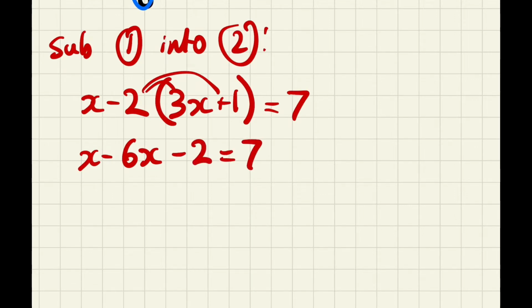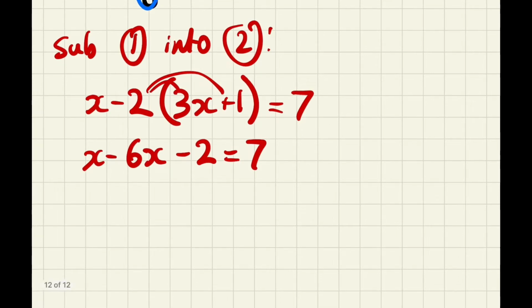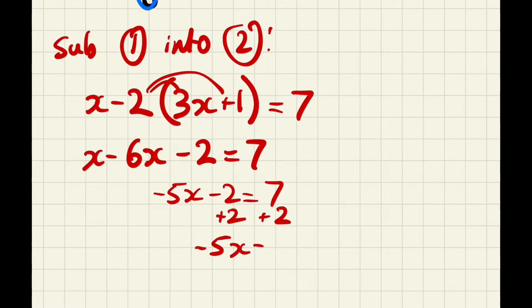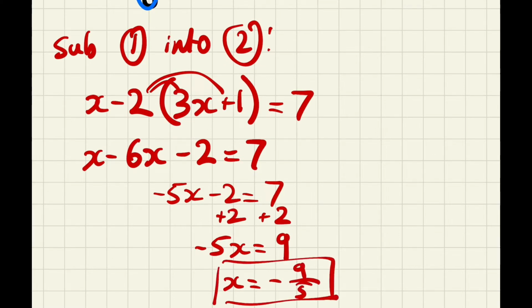Now let's start collecting like terms. X minus 6x is going to give us minus 5x. Still have minus 2 is equal to 7. Then let's move the 2 across by adding to both sides. Then we'll get minus 5x is equal to 9. And then divide both sides by minus 5. X is equal to negative 9 on 5.